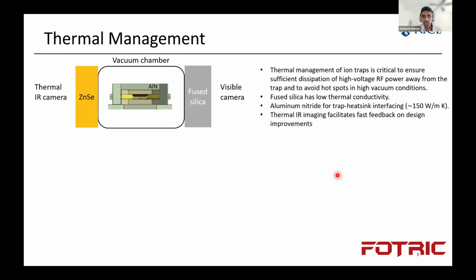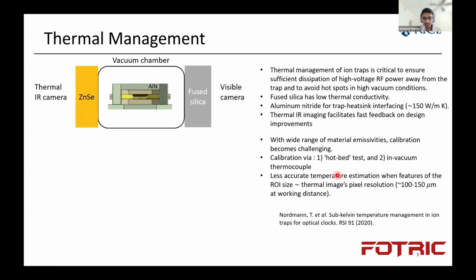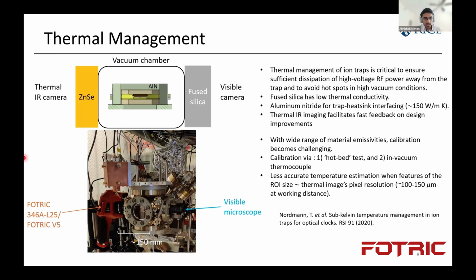So the first step for the macroscopic characterization was understanding if the thermal heat sinking of the trap was enough or not. So to do this, we sandwich the trap between pieces of aluminum nitride, because aluminum nitride is a very good heat conductor, unlike fused silica, and we put it in the vacuum chamber. We assemble the trap, the electrical wiring and all, and on one side we image using a thermal IR camera, and the other side with a visible camera. This is where we use the FOTRIC IR, the thermal IR camera.